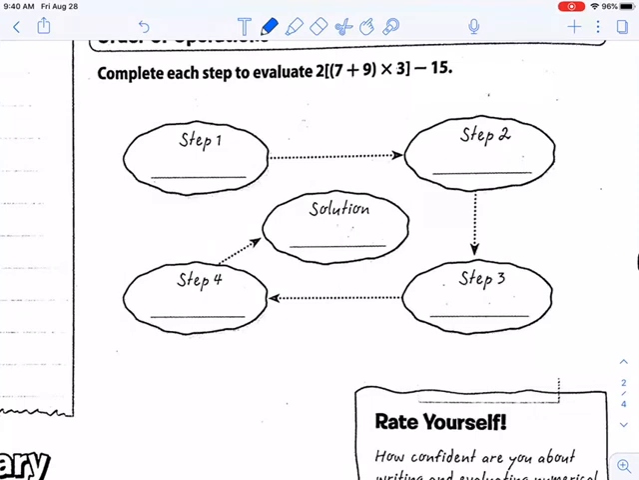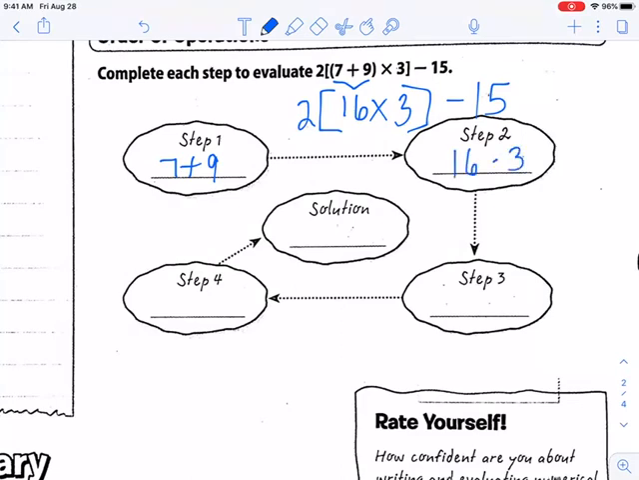So the first step in this one, notice you have parentheses and brackets. You always want to go to your innermost grouping. So notice your innermost grouping there is 7 plus 9. So that's what you would do first. So that's your 16. So you still have 2 bracket 16 times 3 bracket minus 15. So you still have another grouping to work with. So you would do that next. So 16 times 3 would come next. And that's going to give you 48.